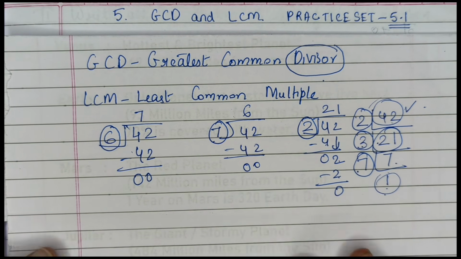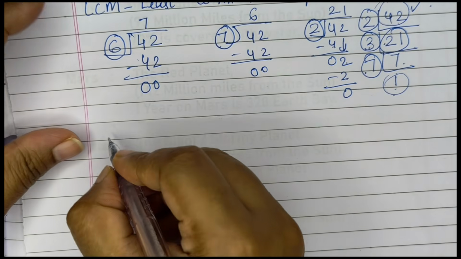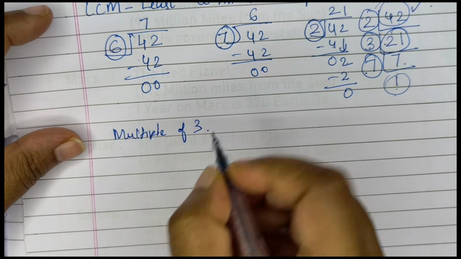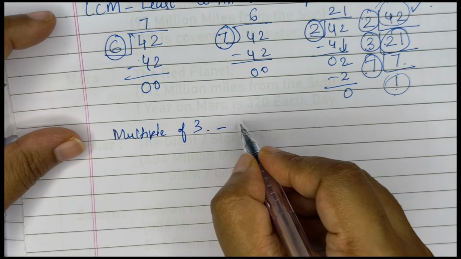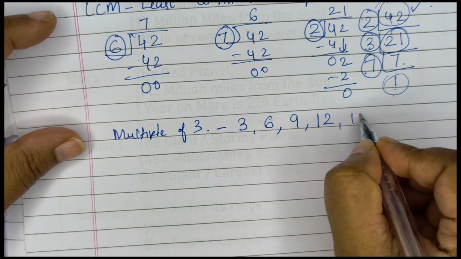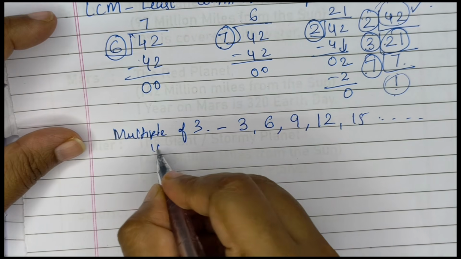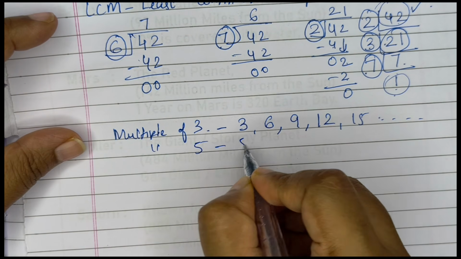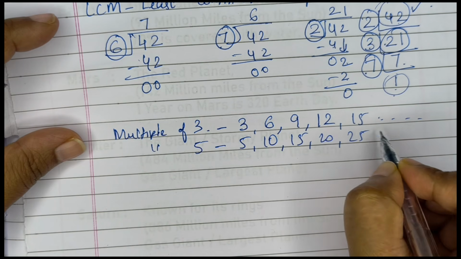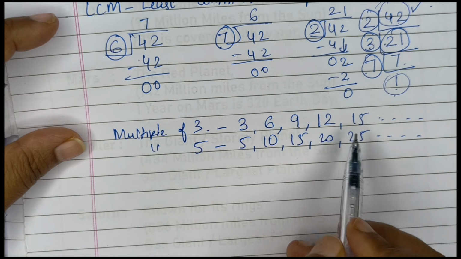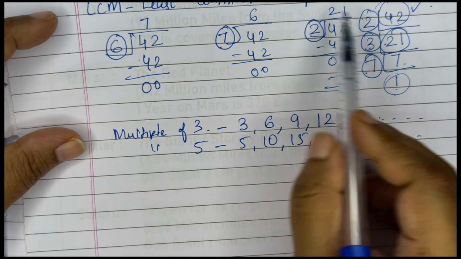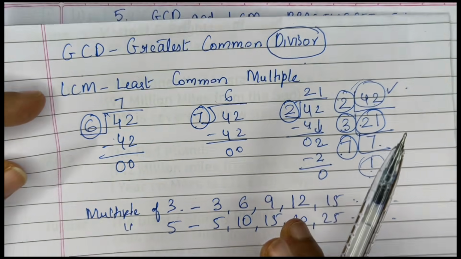Now see multiple. If I say multiple of 3, what are the multiples of 3? So you know the 3 times table. 3 1s are 3, 3 2s are 6, 3 3s are 9, 3 4s are 12, 3 5s are 15. Same way multiples of 5. 5 1s are 5, 5 2s are 10, 5 3s are 15, 20, 25. These are the multiples. Understood? Multiples of 3 and multiples of 5. Divisors you understood. So let's begin with the practice set.